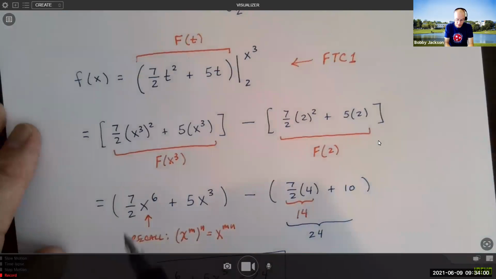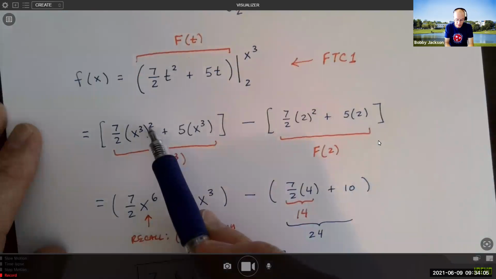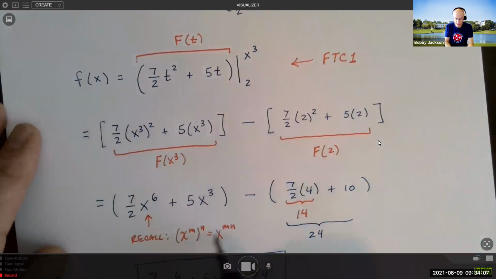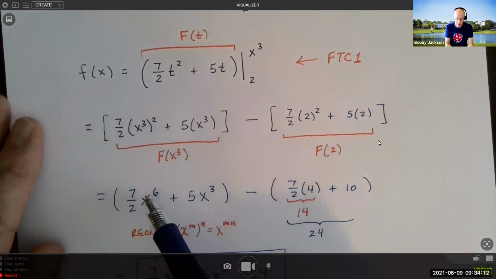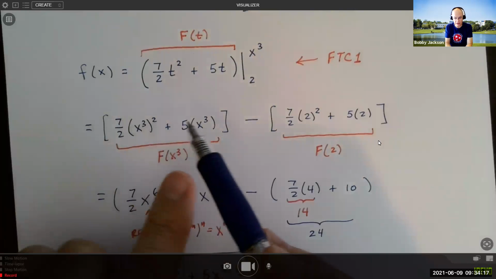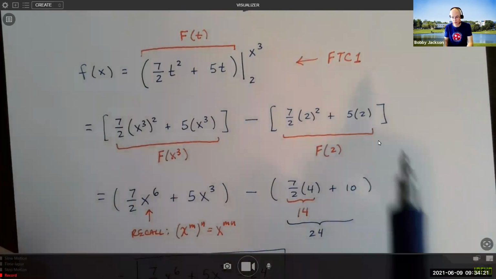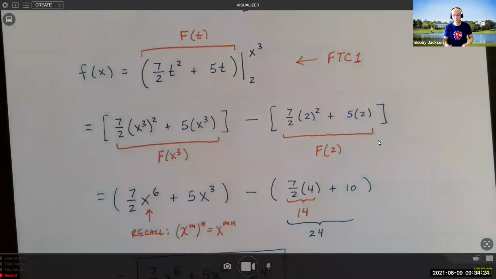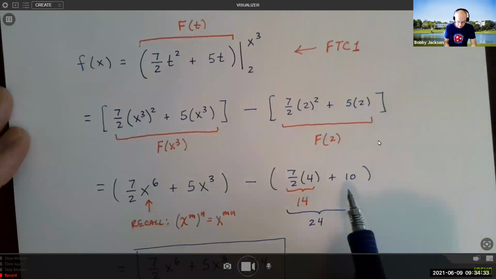Just a couple of reminders: when you take an exponent, x cubed, and raise it to another power, remember what happens? We multiply those powers together. So it's going to be 3 times 2 is 6, not 3 plus 2. And the way to think about it, if you think about x cubed squared, is x cubed times x cubed. X cubed is 3 x's multiplied together, so you've got 3 x's multiplied together and 3 x's multiplied together, which gives you 6 x's multiplied together. And then we just simplify things as I've shown here.